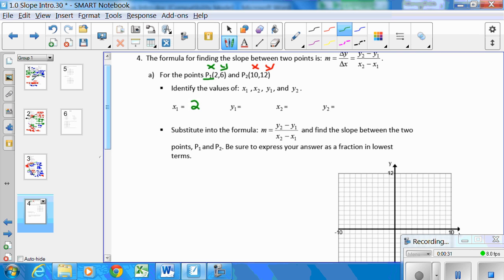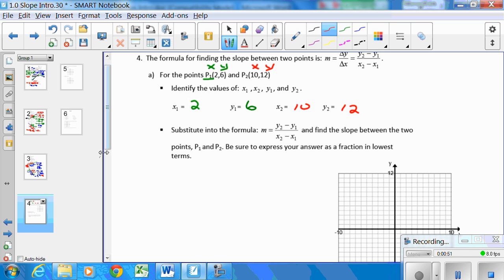Point 1, the first y is 6. So 2 and 6 come from point 1. Point 2, the x value is 10, and the y value is 12. So x2 is 10, y2 is 12. Again, we just get that information from grabbing x and y out of the points.